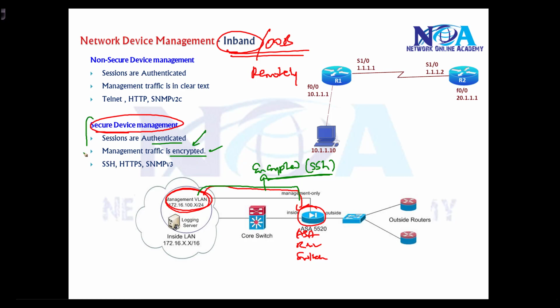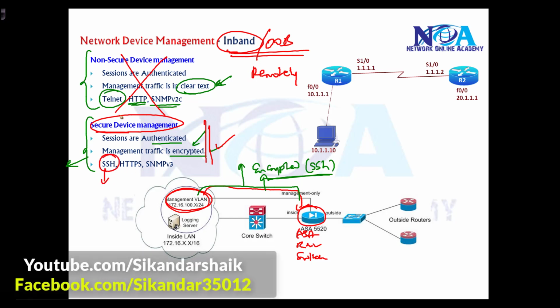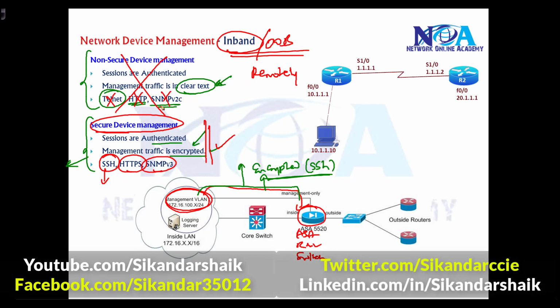It is the preferable method to use, because if you're using non-secure device management methods like Telnet or HTTP or SNMP older versions like version 1 or version 2c, the complete management traffic will go in clear text, which is really not good, because anyone sitting in the network who captures the traffic can extract the contents. So in today's networks, it's really not recommended to use non-secure device management options. It's always preferable to go with secure options, like using SSH instead of Telnet, HTTPS instead of HTTP, and SNMP version 3 instead of the older SNMP versions.